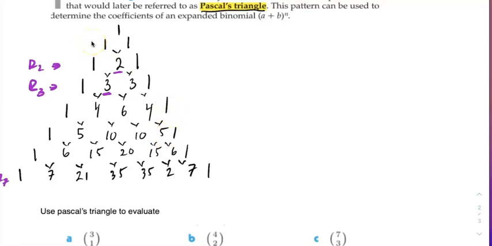Up here, row 1, right? This is row 2, so the one above it is row 1. And the one above that is row 0. Just like that.